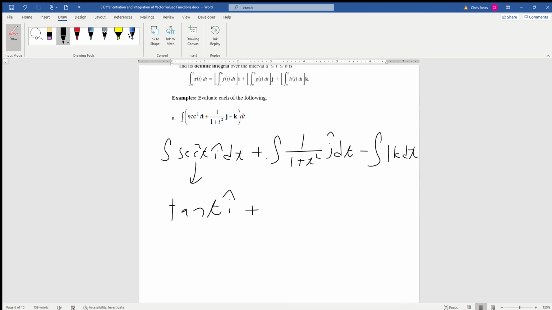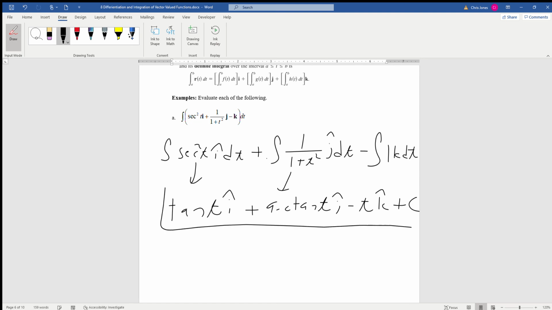The antiderivative of 1 over 1 plus t squared is going to be the arctangent of t, and that's j. And then finally, the antiderivative of 1 with respect to t is going to be negative t, right? And then we just have this constant of integration. So that's all we have to do for that one. Just a really simplistic example of how to do term by term integration.